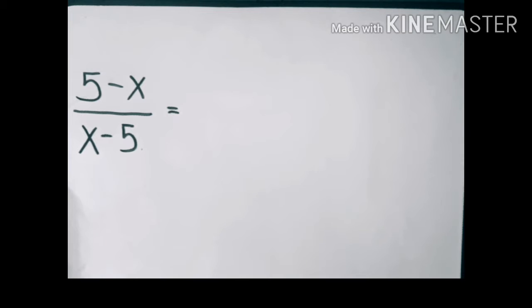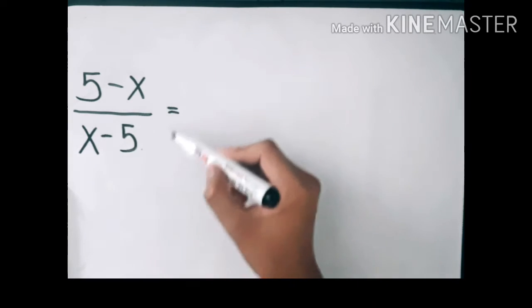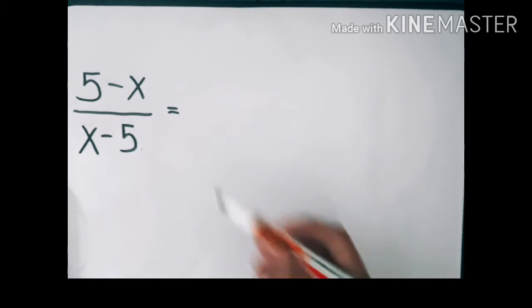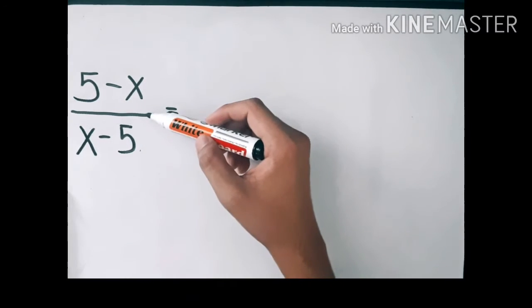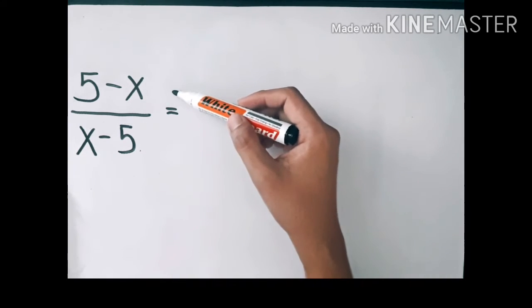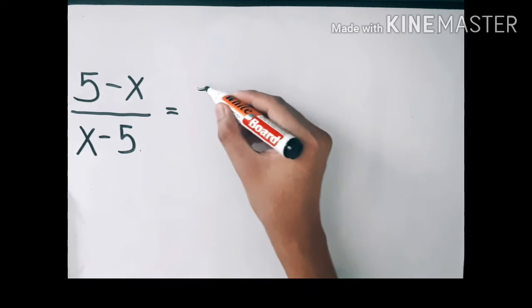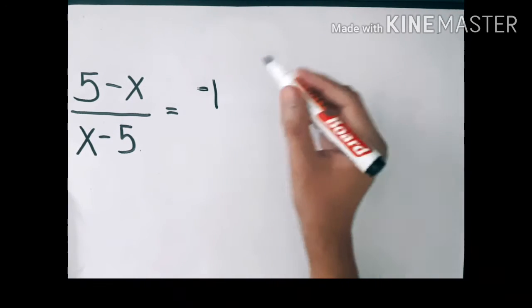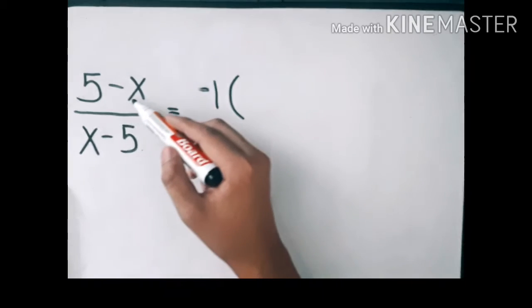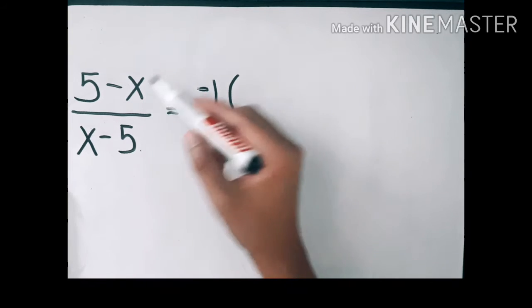How about 5 minus x over x minus 5? If mapapansin ninyo, halos magkamukha lang sila. Pero sa totoo lang, hindi sila magkasing tulad. So, ang una natin gagawin, we can factor it by negative 1. So, pwede ka mag-factor ng negative 1 either sa numerator or sa denominator. At this time, gagawin ko muna siya sa numerator. So, negative 1, if a-factor natin by negative 1 multiplied by negative x is positive x.